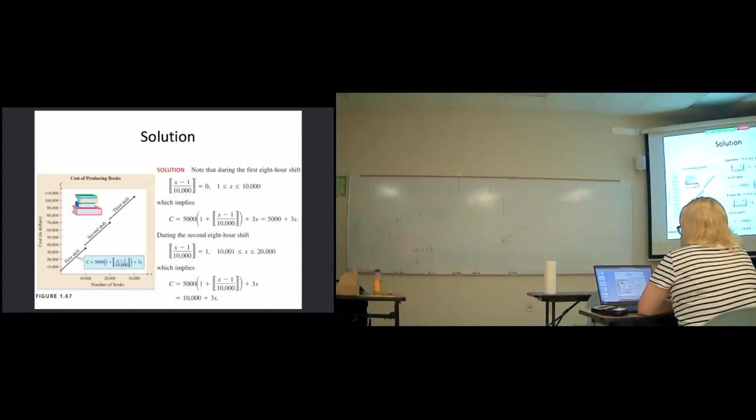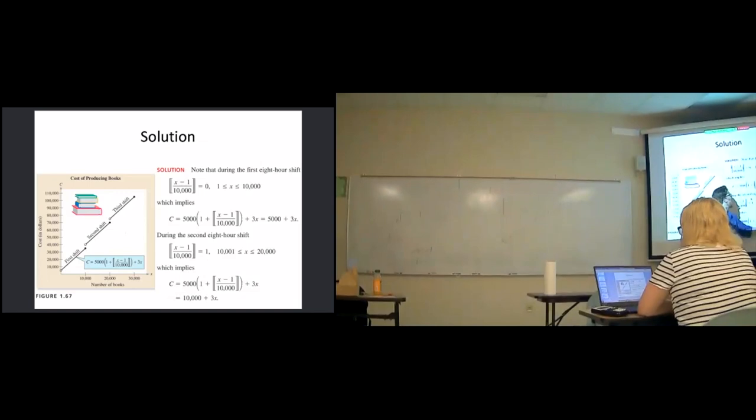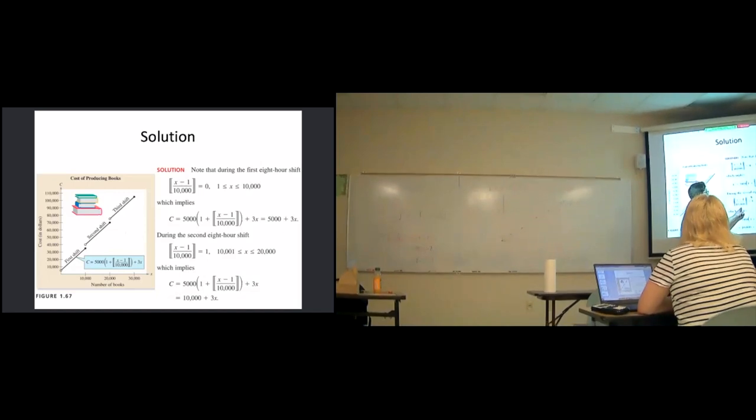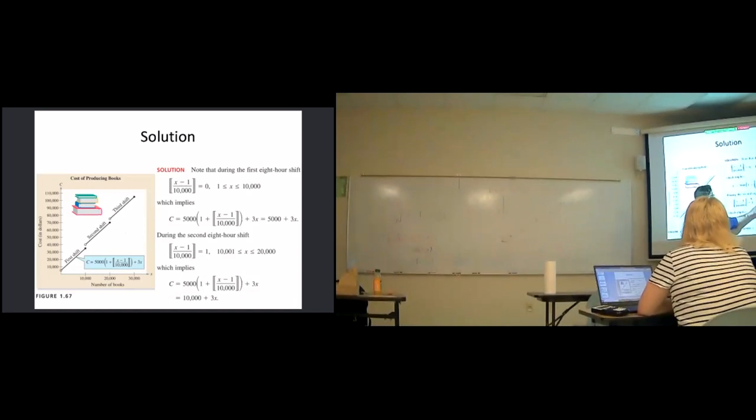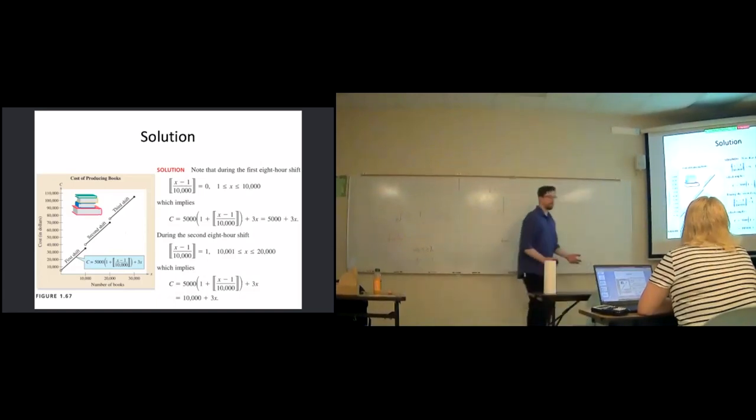What this thing is saying is that between 1 and 10,000, this is going to be 0. Between 10,001 and 20,000, it's going to be 1. So forth, so on.